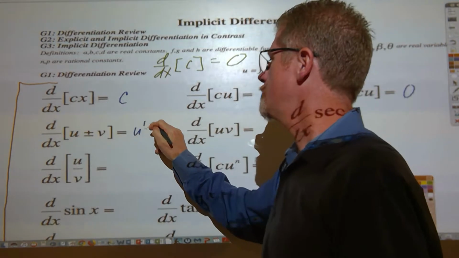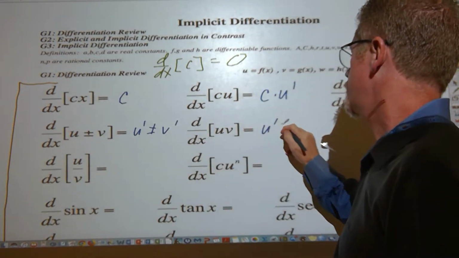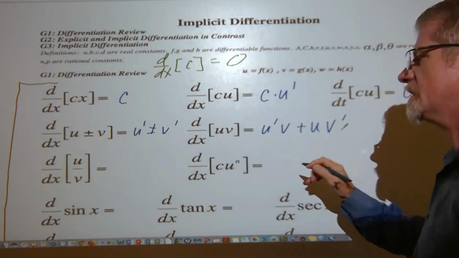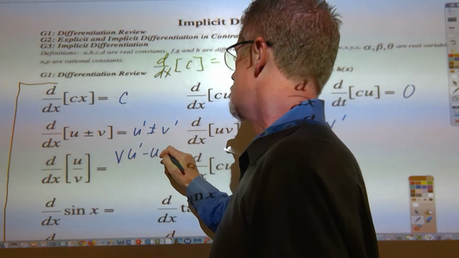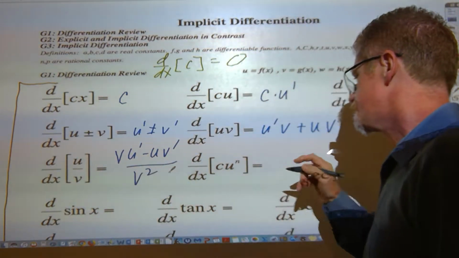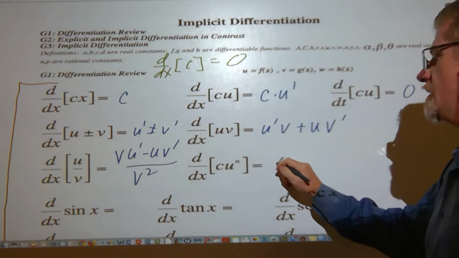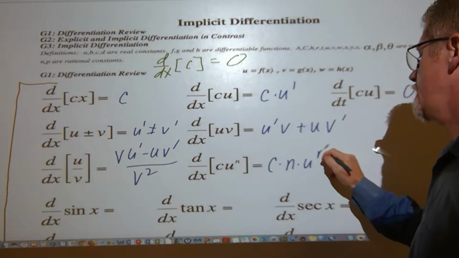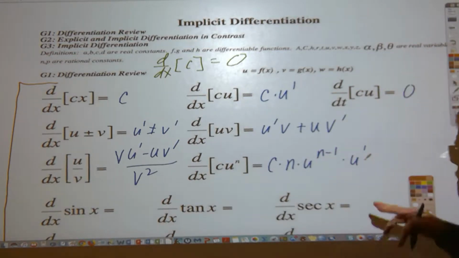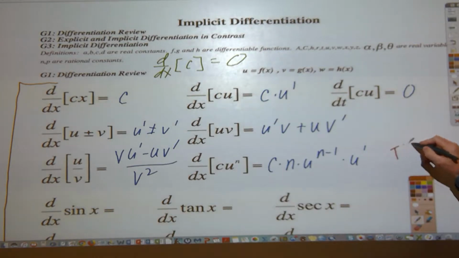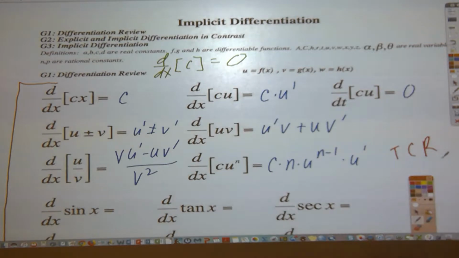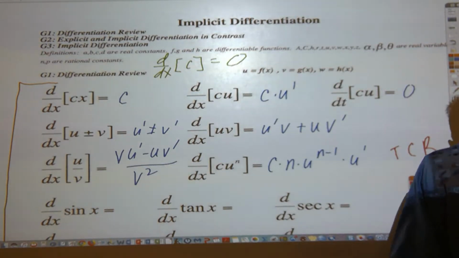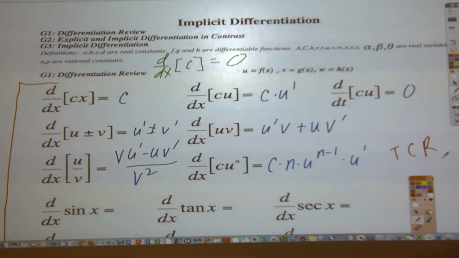Here we have u prime plus or minus v prime. This is the derivative of the first times the second plus the first times the derivative of the second. No surprise there. Low d high minus high d low, draw the line, squared below. C times u to the n is c times n times u to the n minus 1 times u prime. The chain rule explains why that times u prime is there. A lot of people miss the times u prime. Did you miss the times u prime? The chain rule is used every time you take the derivative.